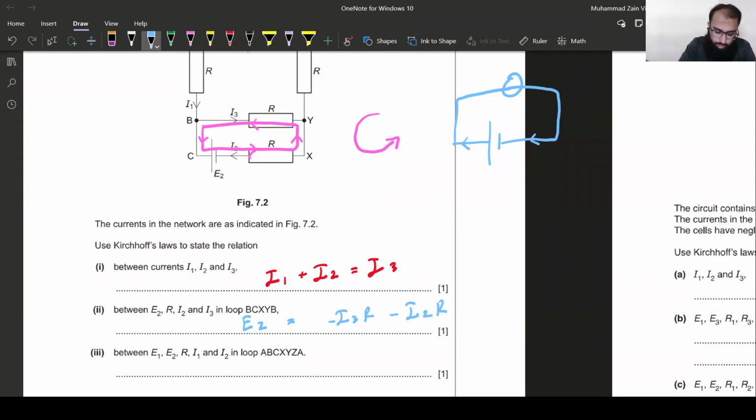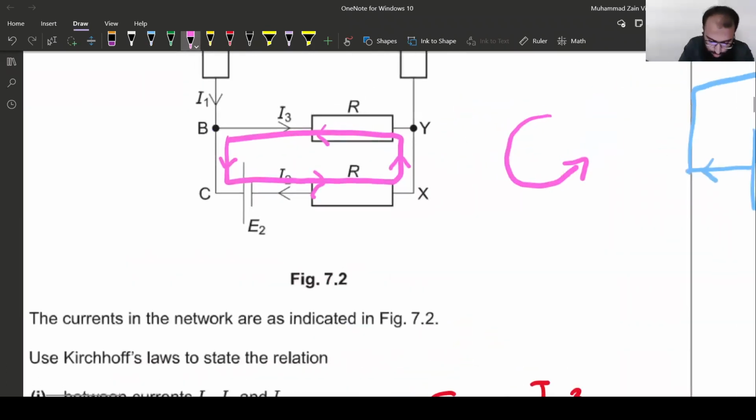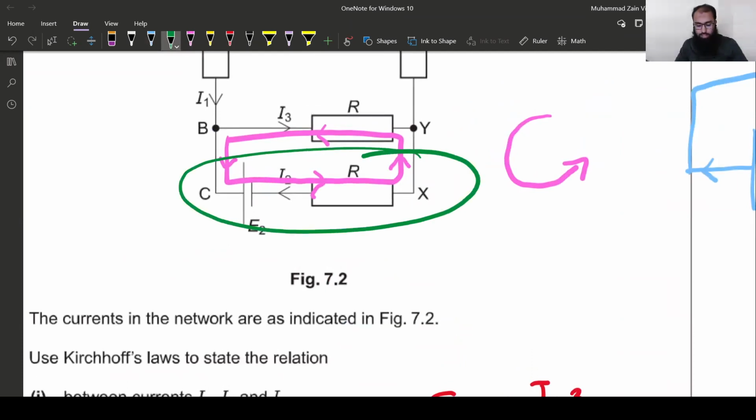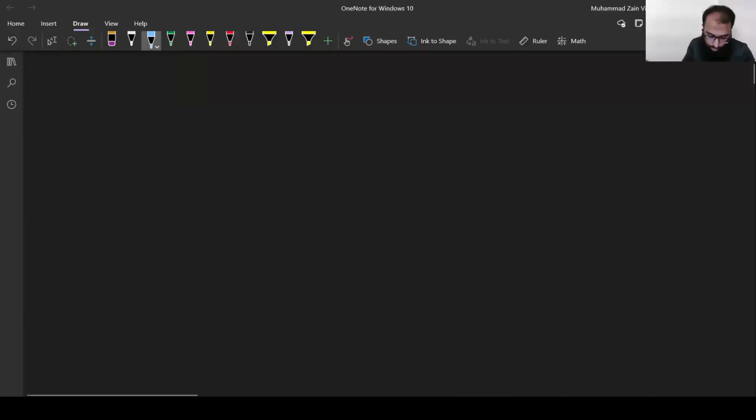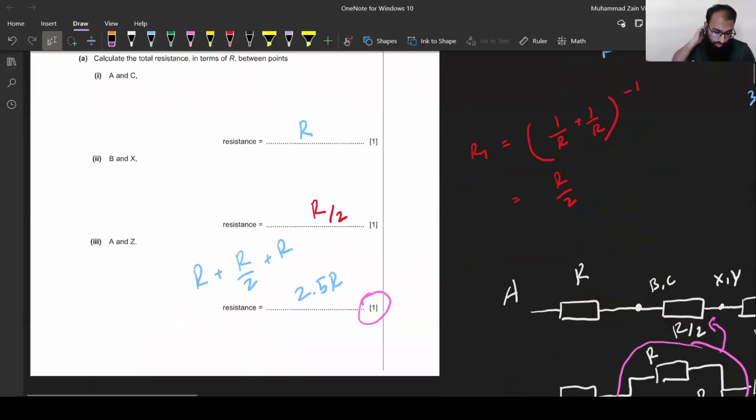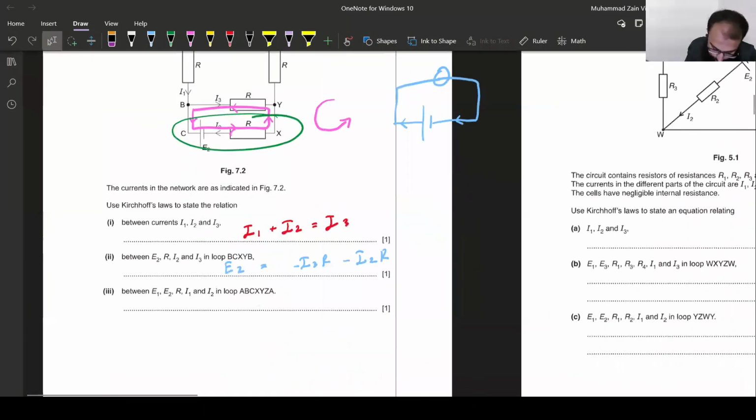Now, according to my sign convention, if I zoom into this part and assess it, my sign convention says that the current between point C and X must be towards the right. But this battery tends to flow a current which is towards the left, from X to C. So it's in the opposite direction, so I write a negative sign along with E2. I hope this is clear to everyone. And Mariam, is this clear to you now?